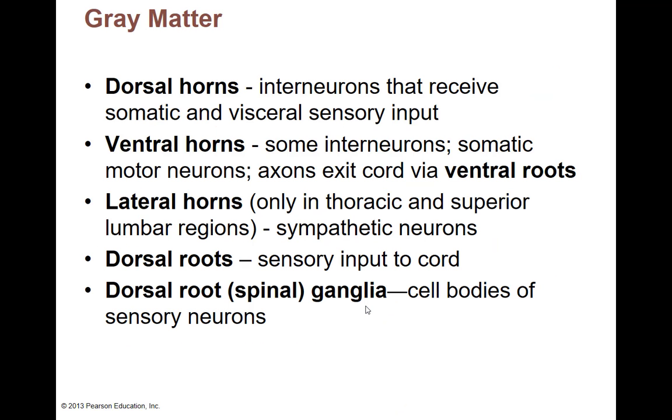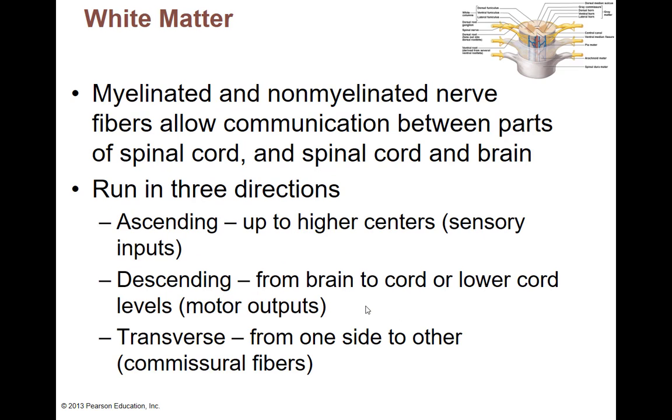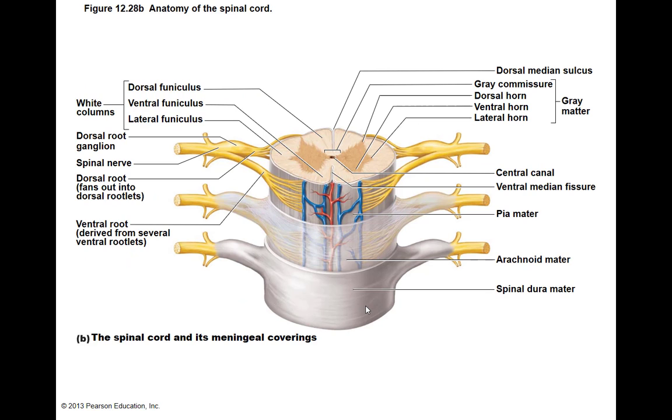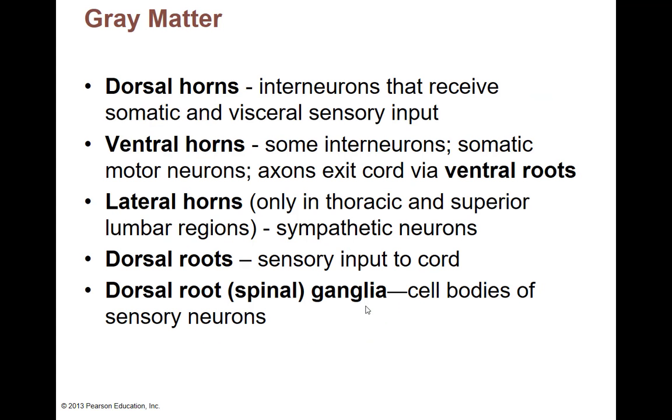The dorsal roots. I'm going back and forth too many times. There's your dorsal root, there's your dorsal root ganglion. Now, information goes into the spinal cord through the dorsal side. So dorsal roots are sensory information. Information goes into the back side of the spinal cord and then comes out the front side of the spinal cord. Goes in the back, comes out the front.